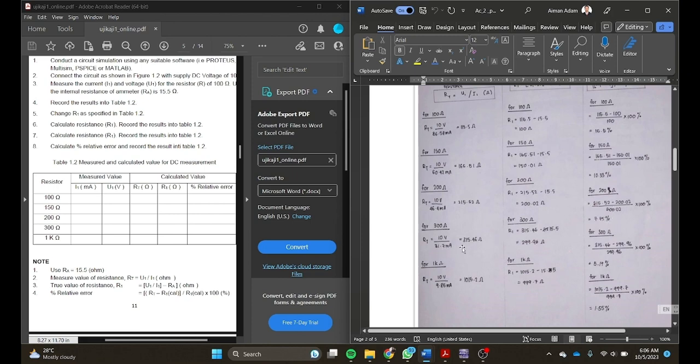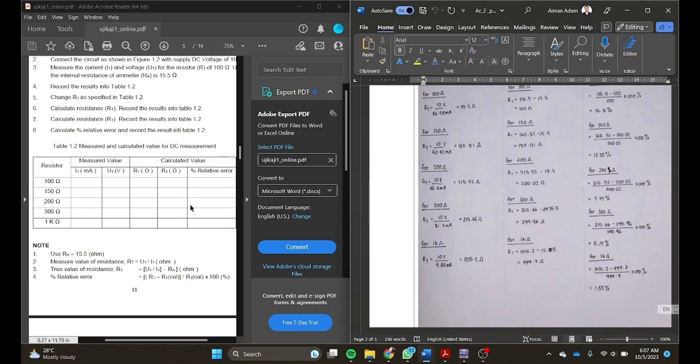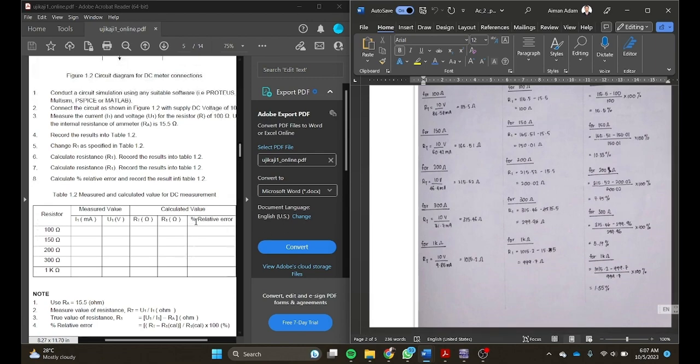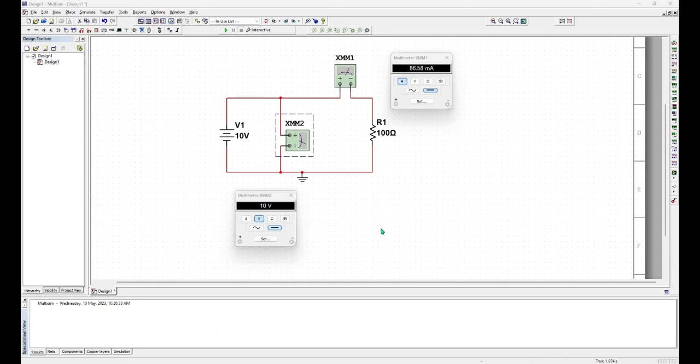For the 300 ohms, RT is equal to 315.46 and R1 is equal to 299.69, and the relative error is equal to 5.17%. For the last value, the ohm is equal to 1000. So RT is equal to 1015.2 ohms and R1 is equal to 999.7 ohms, and the relative error for the 1000 ohms is equal to 1.55%. So that's all from me for activity 2 for part A.